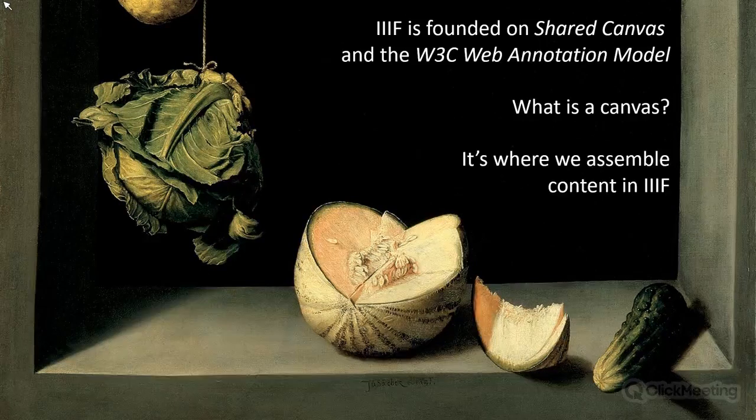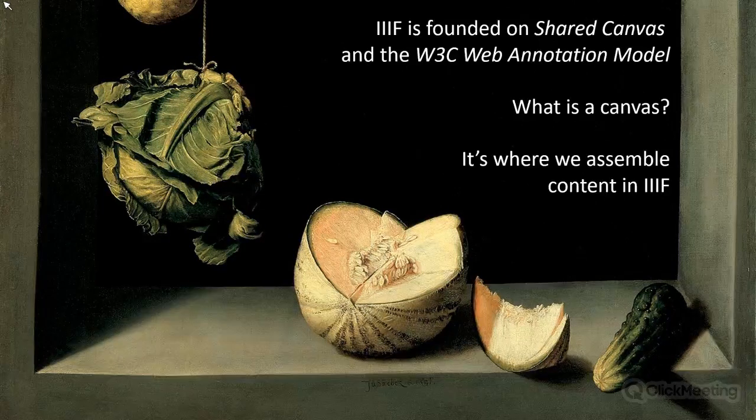So the kind of secret behind IIIF is that it's really one particular assembly of simple web standards and existing other specifications. And there are two foundations for IIIF. One is called Shared Canvas, which gives us a content assembly space. And one is the Web Annotation Data Model, which is a W3C specification. Well, it's been around for a while, but is now a formal technical recommendation from the W3C, which means it's at the same level as things like HTML and CSS. And these are the two foundational standards on which IIIF is built.